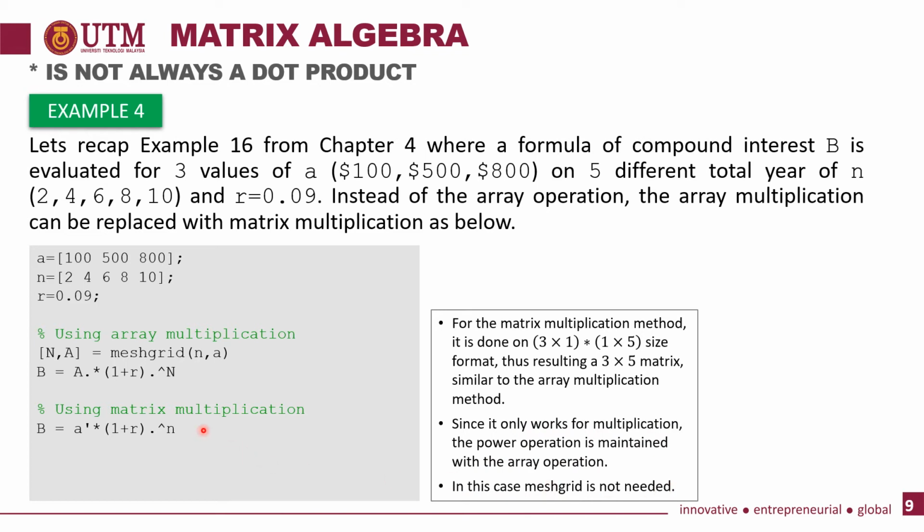If you are using matrix multiplication, this is not a dot product. This is a vectorization similar to the previous example. You can use matrix multiplication to reduce the coding lines. You don't have to use mesh grid. You can directly use matrix multiplication, so it will automatically multiply the matrices for you. The result will be similar to this one.